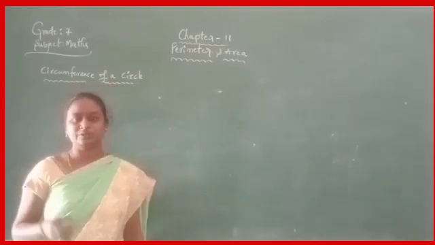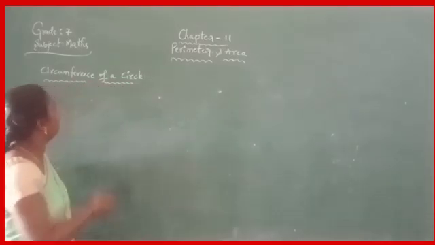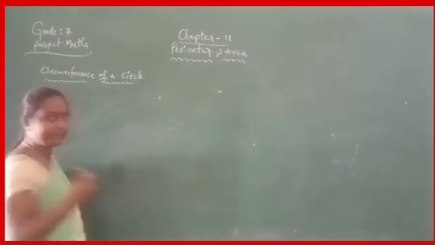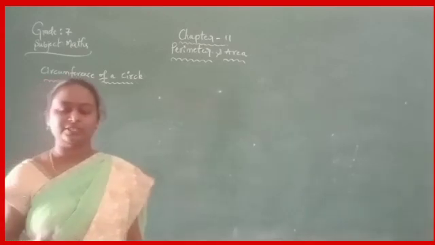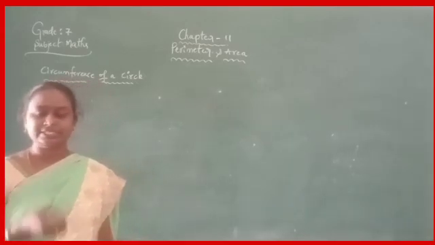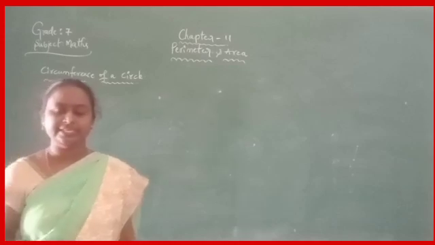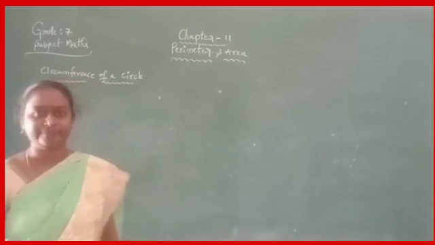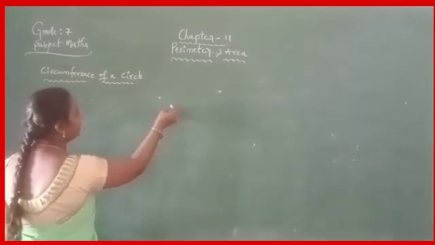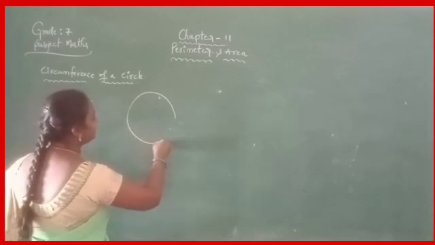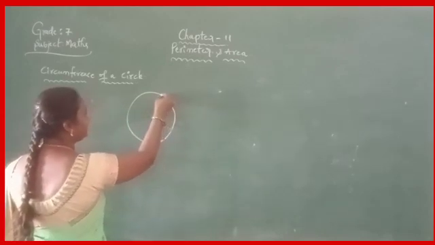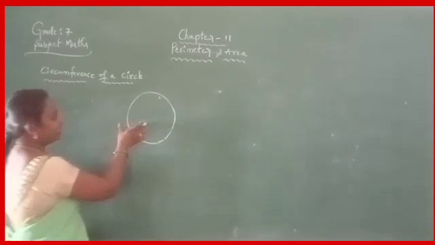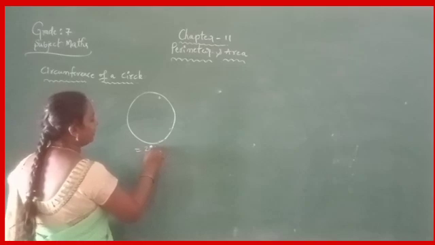Before going to know the formula, you have to know what circumference is. Circumference means nothing but a perimeter. In plane figures we learn about the perimeter, but in the circle, instead of perimeter you say circumference. Circumference means the total distance around a circular region. The circumference of a circle is 2 pi r.